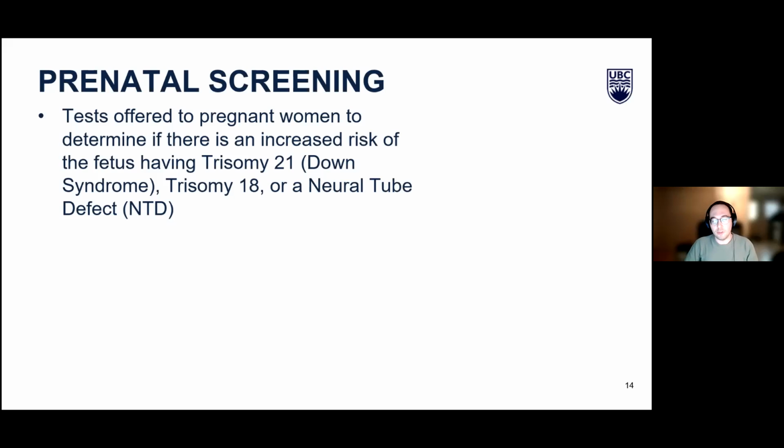Now, one thing I do want to point out is I mentioned earlier that I was going to be focusing on purely genetic conditions when talking about screening. Neural tube defects actually are not purely genetic conditions.